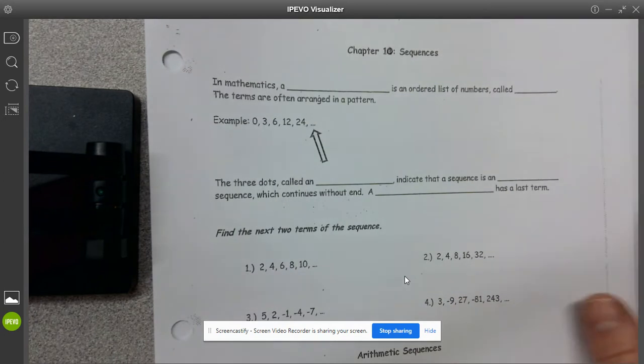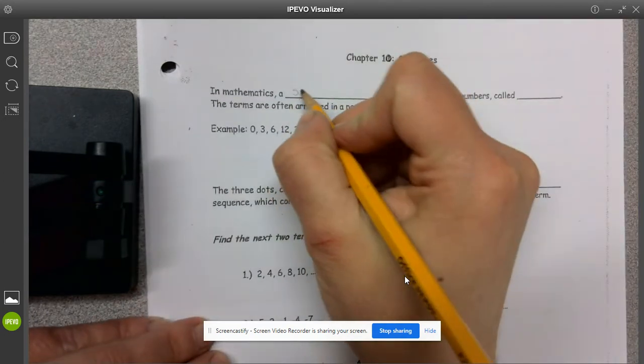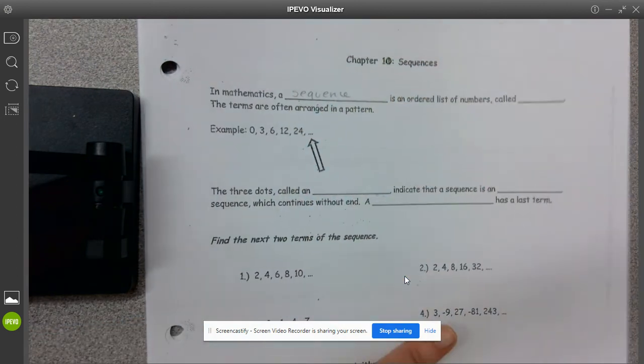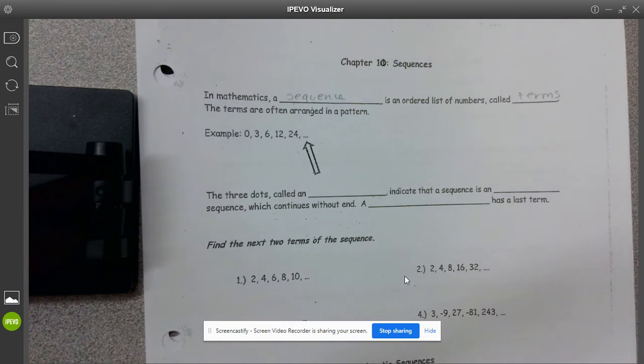Okay, we are in chapter 10, sequences and series. So in mathematics, a sequence is an ordered list of numbers called terms. And the terms are often arranged in a pattern.